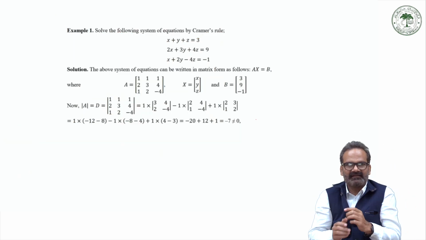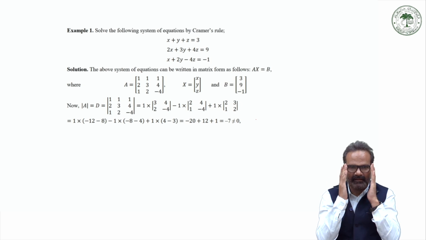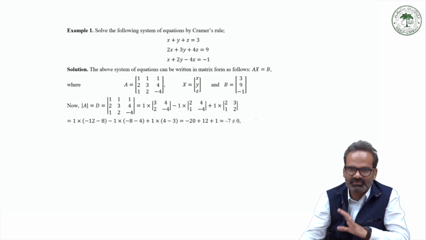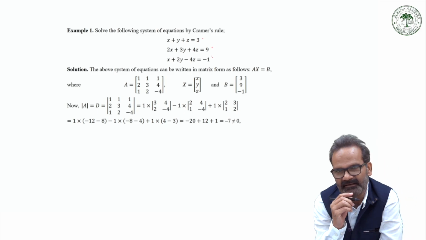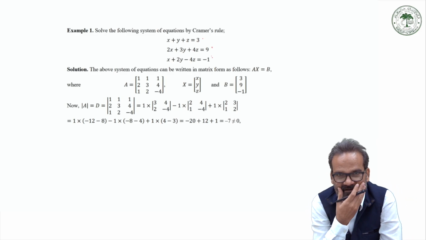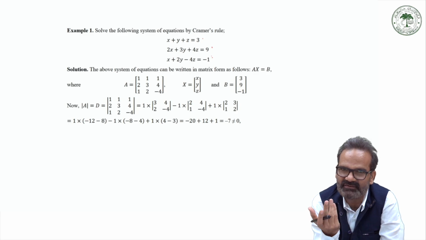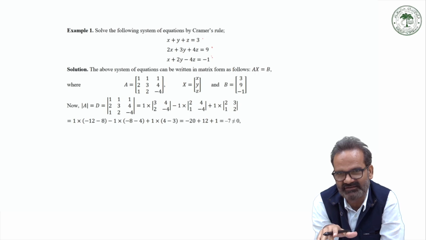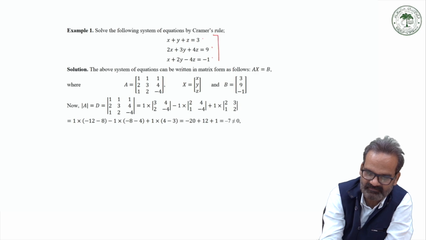Now let us understand the concept with a practical example. Solve the following system of equations by Cramer's rule. Let us have this case. This is equation 1, this is equation 2, this is equation 3. x, y, z are the three variables. So the solution of this system of equations means finding the values of the variables x, y, z which must satisfy all three equations simultaneously. So this is our system.